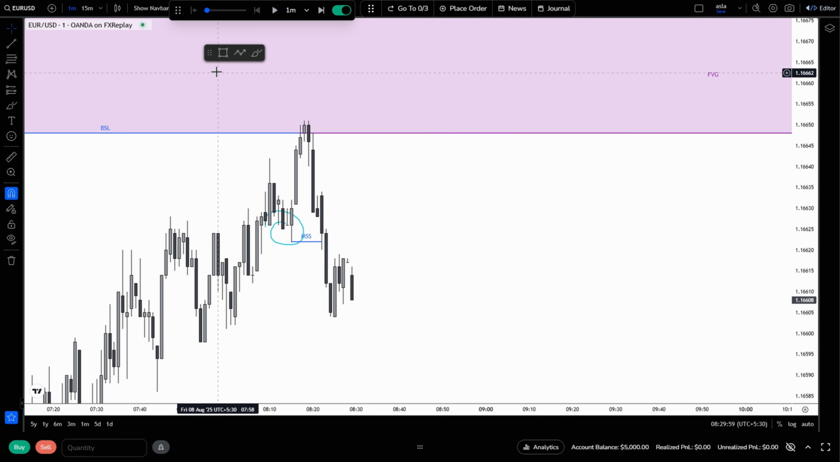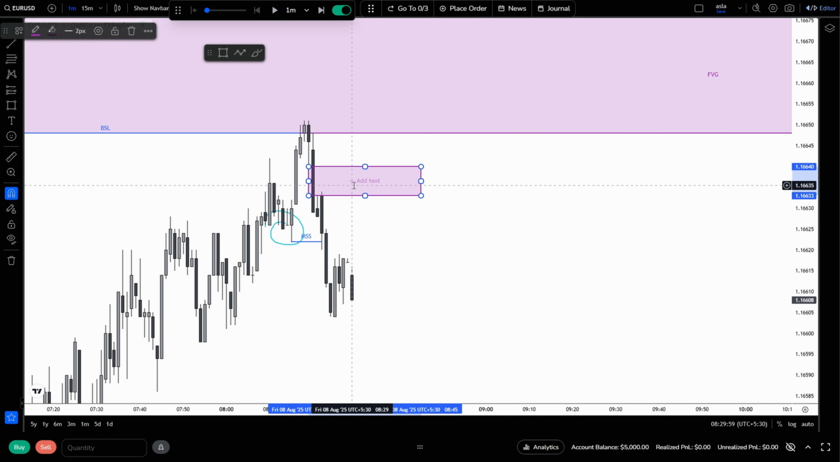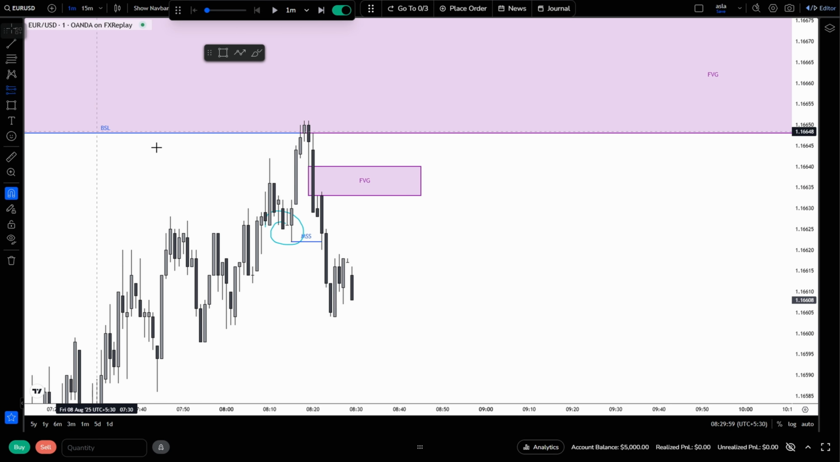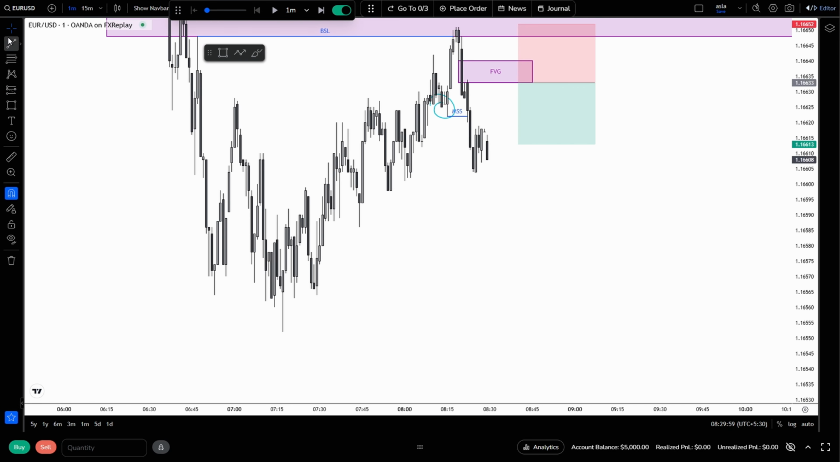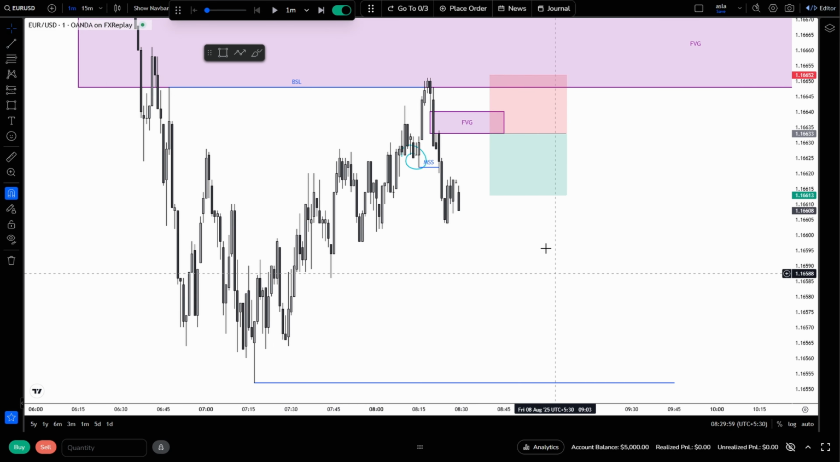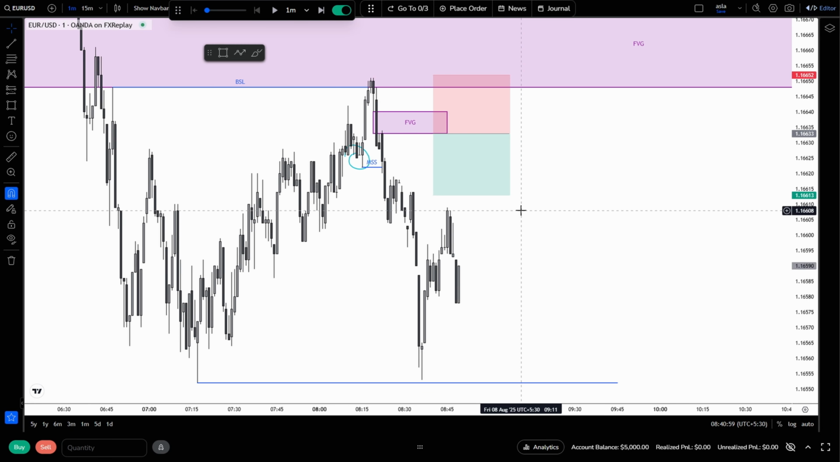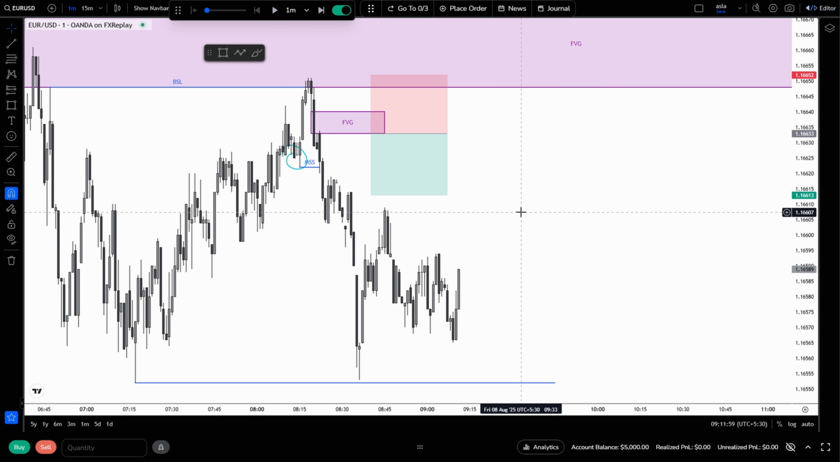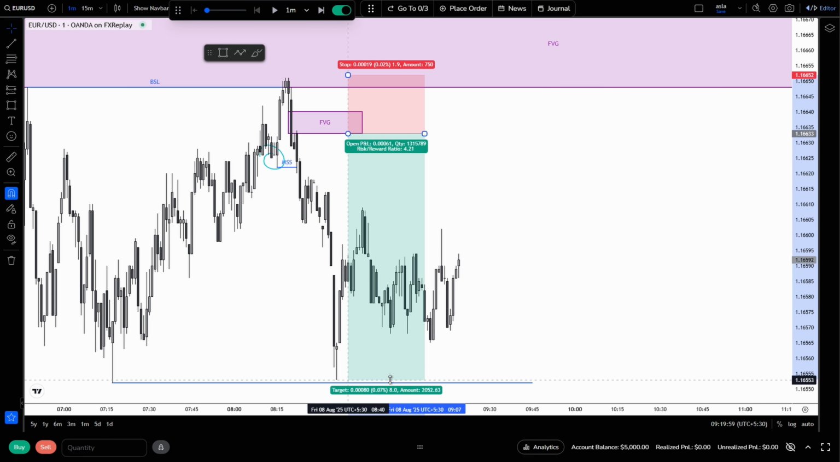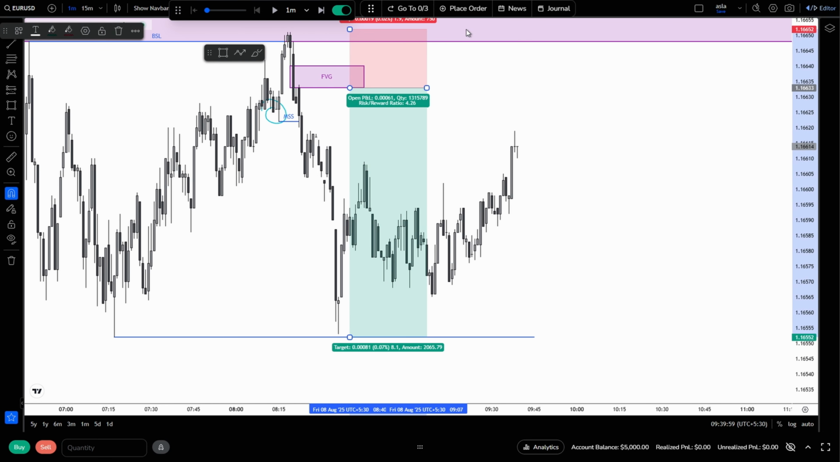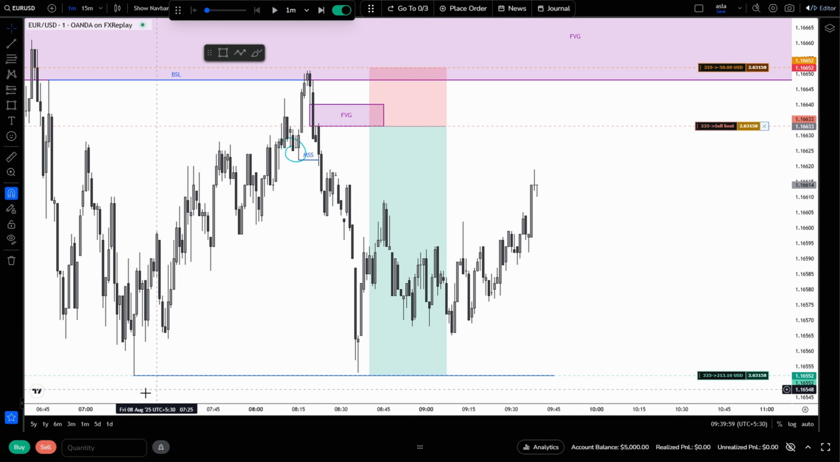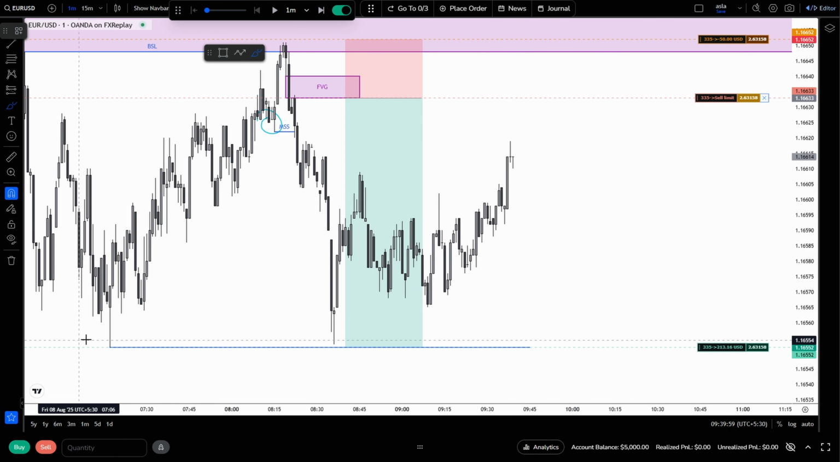Once structure shifts, the next thing we look for is entry confluence. And right here, you can see that we have a fair value gap formed just above the market structure shift. Now the plan is simple. We wait for price to retrace back into this fair value gap. Once price retraces into the fair value gap, we place our entry, keep our stop loss above the high, and plan our targets. For targets, we can easily aim for this previous low.